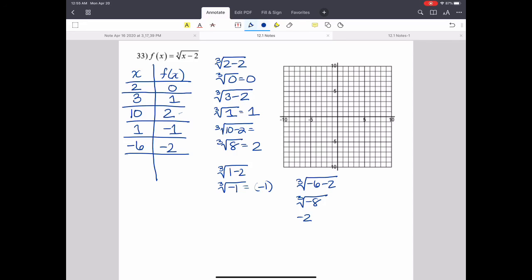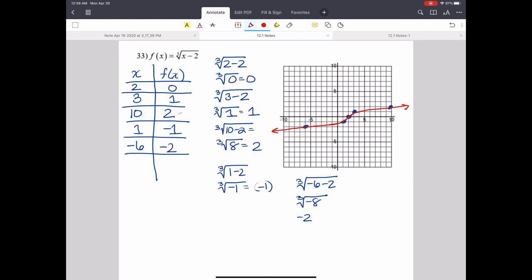So now we have a fair amount of points that we can use to graph. So 2, 0 is going to be right there. 3, 1 is right there. 10, 2 is right there. 1, -1 is right there. And then -6, -2 is right there. And you can kind of get a general idea of what it's going to look like as a shift.